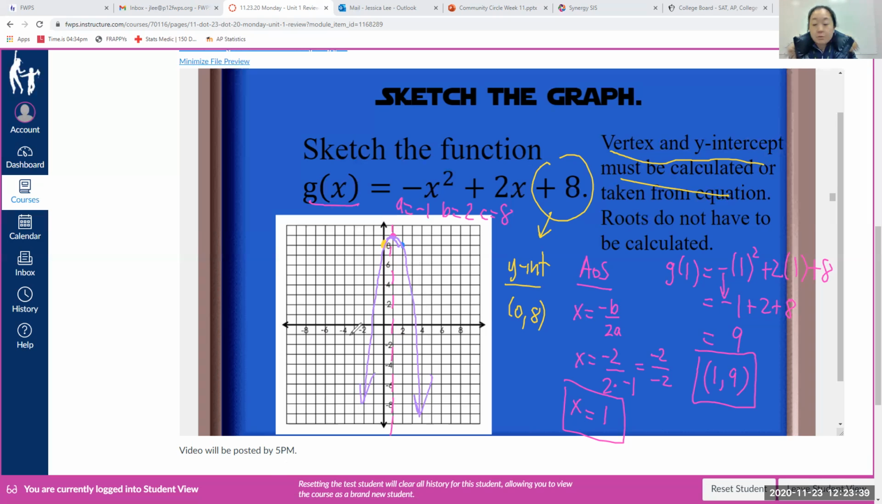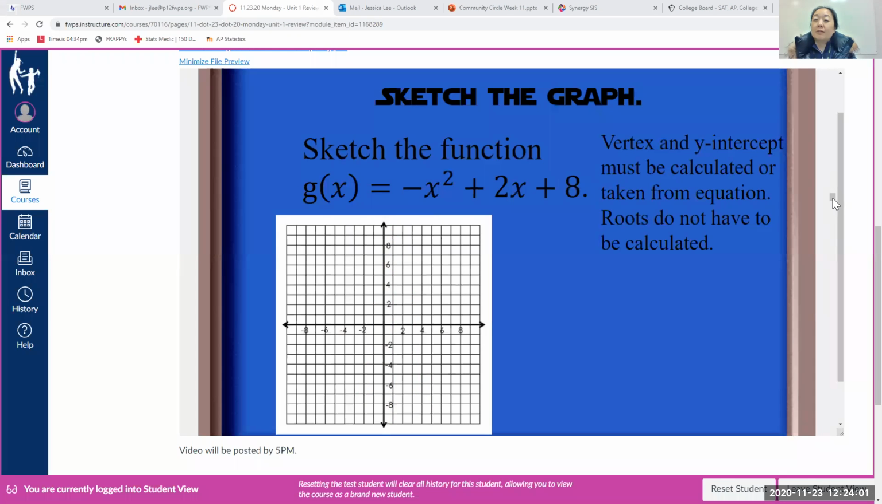Okay, do we need to know the roots? No. All we can do is the vertex and the y-intercept. That's it. If we have the factored form, we could totally do that. But I'm going to be looking for this work, guys. If I don't see this work and I just see a graph because you did it on Desmos, that doesn't count. Okay, so you need to show me this. Alrighties, and so let me clear that guy out.